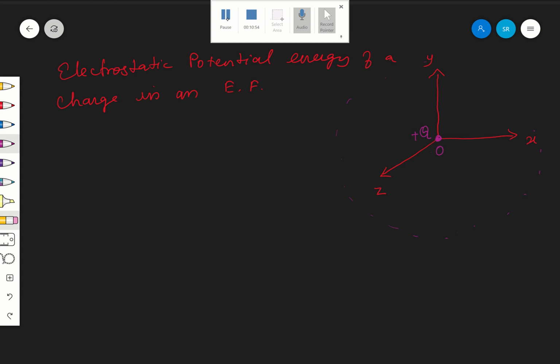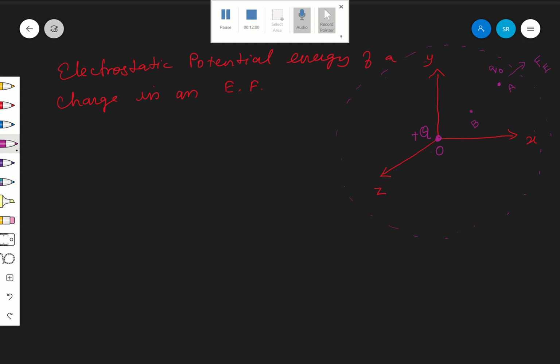Now I want to take 2 points here: A, and the other point is B. I am going to keep a test charge Q naught at A. When it is kept there, there will be a force of repulsion due to the electric field produced by the charge plus Q. So it will experience a repulsive force in this direction.